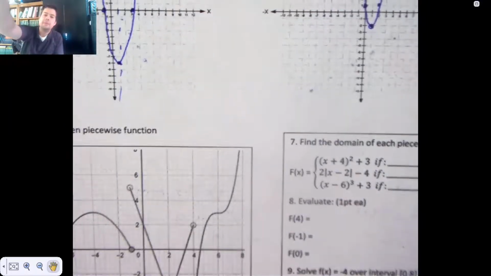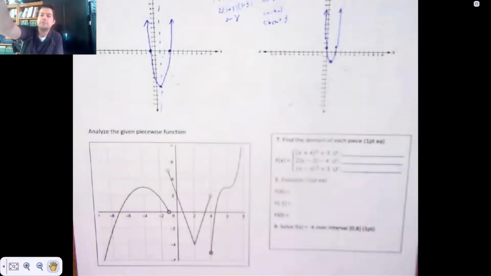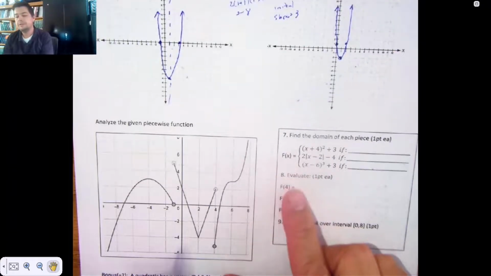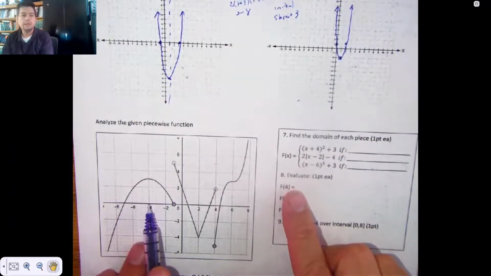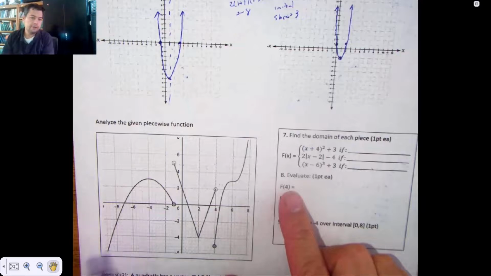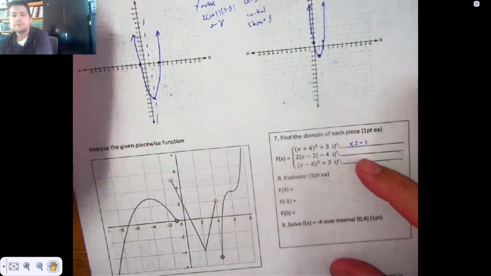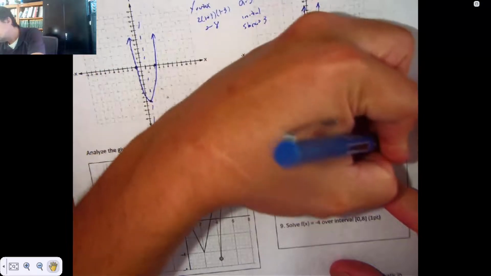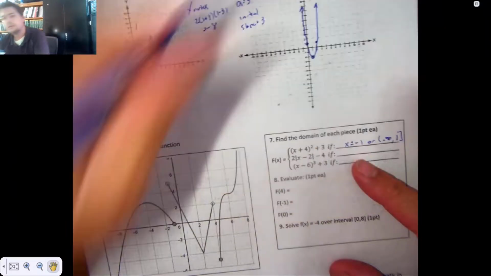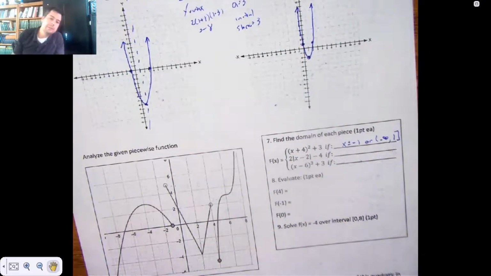Find the domain of each piece. The first one is (x + 4)^2 + 3. That would be this piece right here, the parabola. And it looks like it is running from negative infinity, because it will run forever left, all the way up to negative 1. So basically x is less than or equal to negative 1 does the job. Or you can do negative infinity, comma, negative 1, solid bracket. I don't really care which one you do.